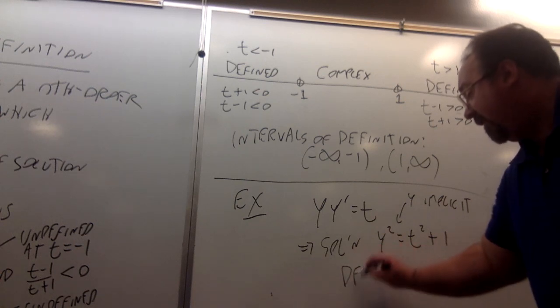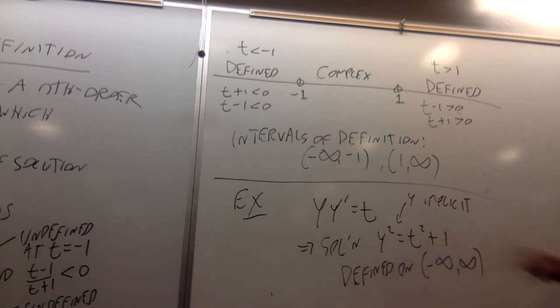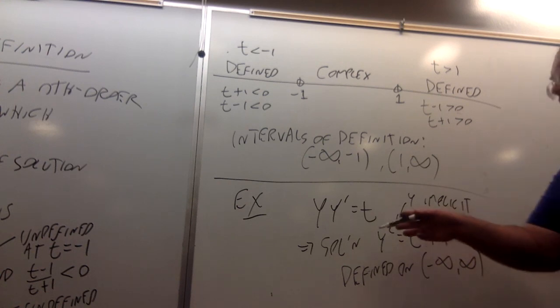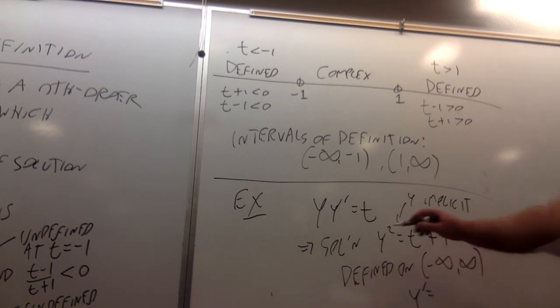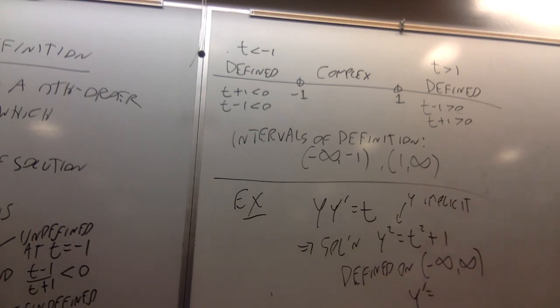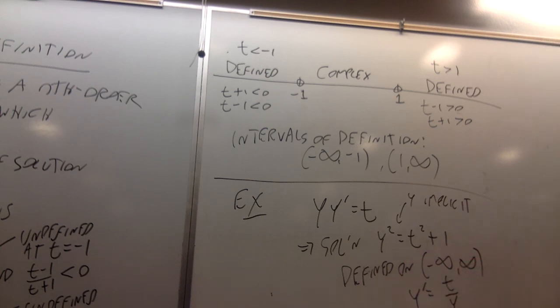And this is defined on the entire real number line, minus infinity to infinity, because if I plug in anything for t, the right side is going to be positive. So I have no problem taking the positive and negative square root of it. So for any t, there is a y. And that's for the solution. If I were to take a derivative of both sides, like this is implicit differentiation like you learned about in Cal 1, I get the following: y prime is equal to t over y.